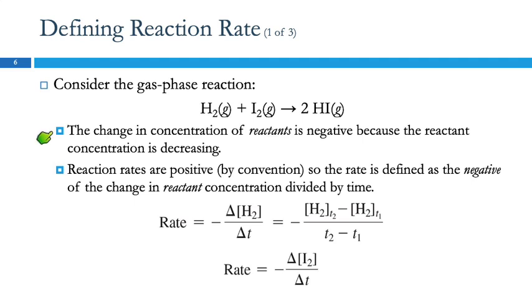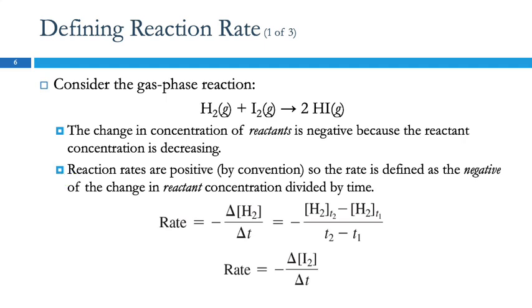Anyway, so the change in concentrations of the reactants is negative because they started at a high value and they're decreasing over time. They're going to end up at 0 maybe, right? So that's going to be negative. But we need to have the rate be a positive number, okay? Because if the rate was negative, then that would suggest that it was maybe going backwards. So by convention, reaction rates are always positive. That's what they just decided.